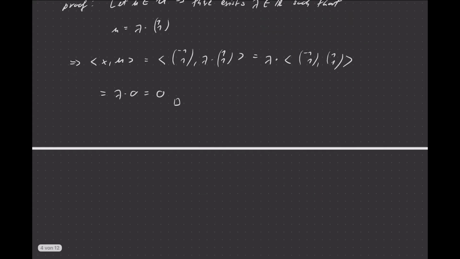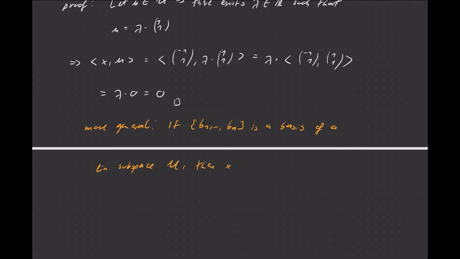So just as a quick side note, more generally, if b1 to bn is a basis of a linear subspace U, then X is perpendicular to U if and only if the scalar product of X and each of those basis vectors is 0. So for all i in {1, ..., n}.